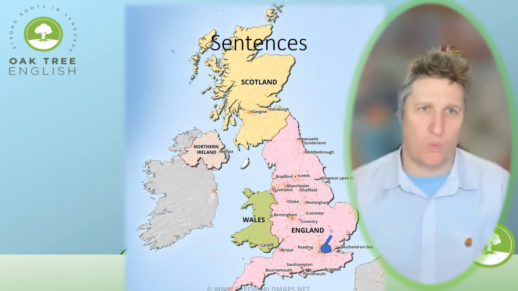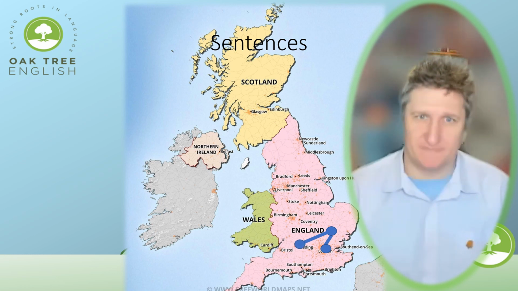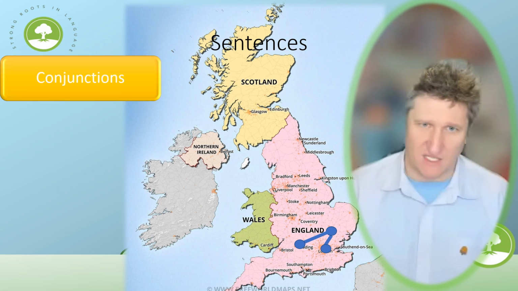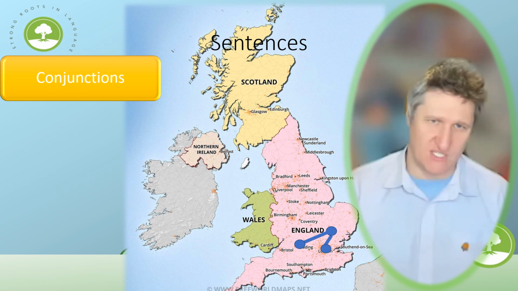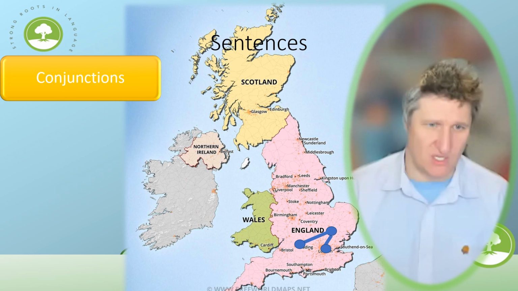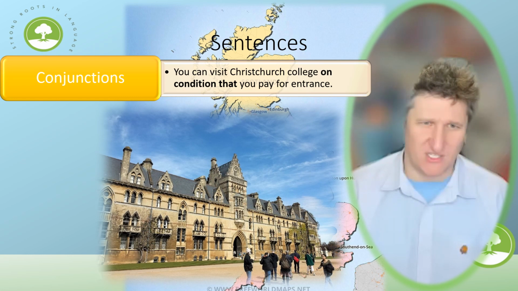From Cambridge, we travel west to the home of the other and original great university, Oxford. Here we can talk first about conjunctions. You should be able to link sentences with a wide range of conjunctions and conjoining phrases, such as on condition that or provided that, which is related to the conditional emphasis of level 2, such as you can study at Oxford provided that your grades are remarkable. You can visit Christ Church College on condition that you pay for entrance.